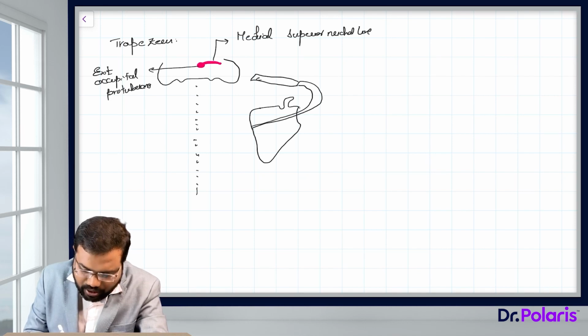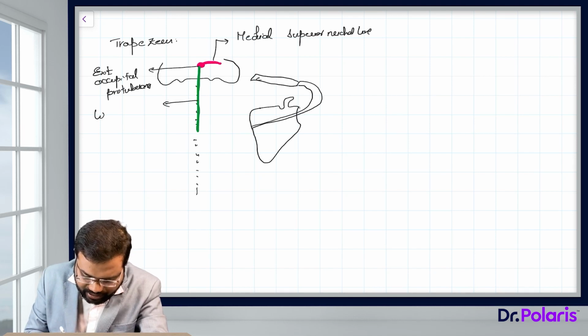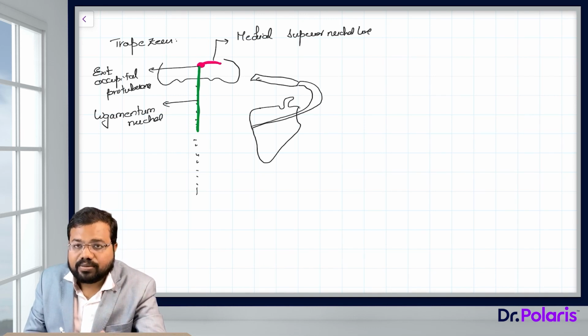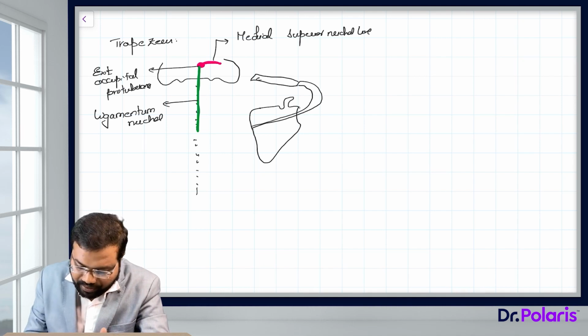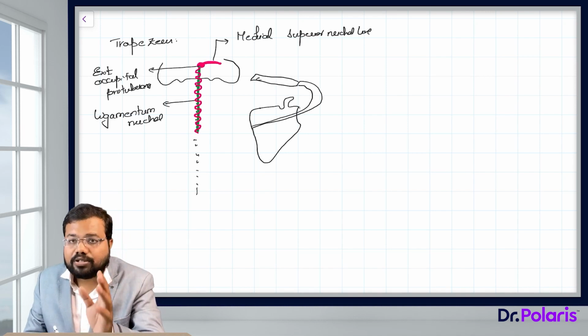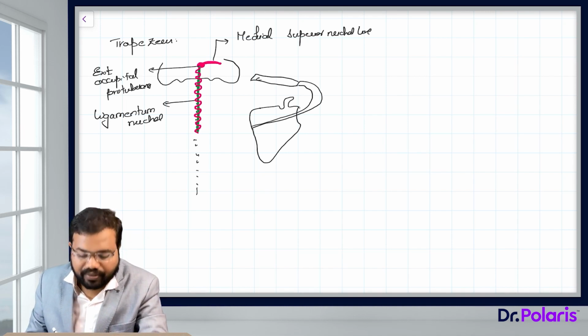From the external occipital protuberance towards the entire cervical vertebrae, there is a ligament, and from that ligament the origin will be present. That is called the ligamentum nuchae. Nuchae means neck; it is present in the neck, that's why it is called the ligamentum nuchae. From this ligamentum nuchae also it takes origin, and this ligamentum nuchae is present throughout the cervical vertebrae.